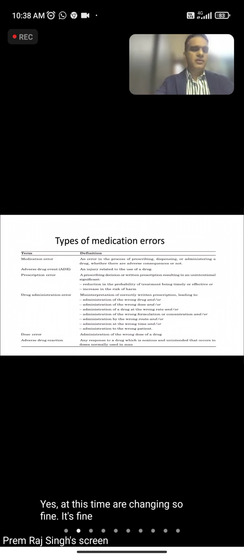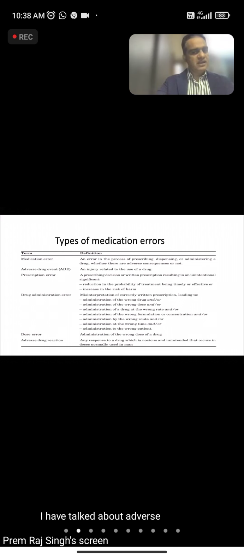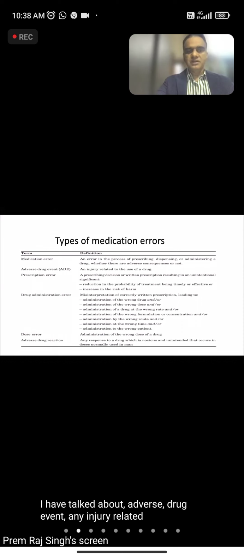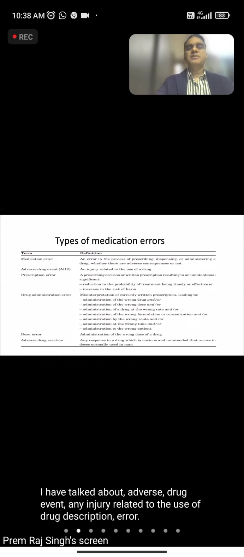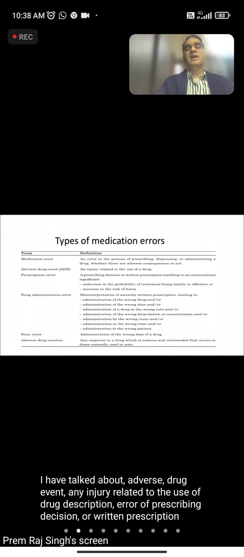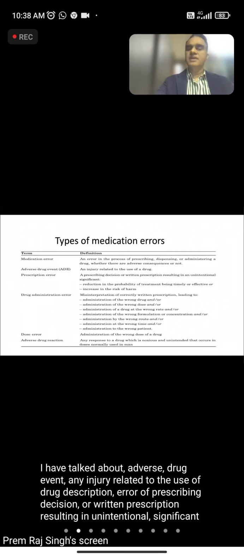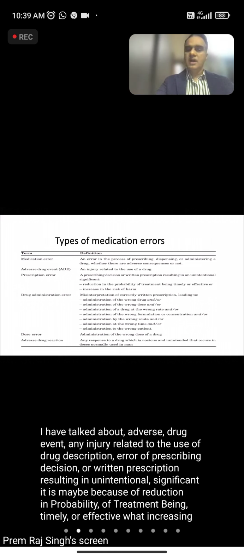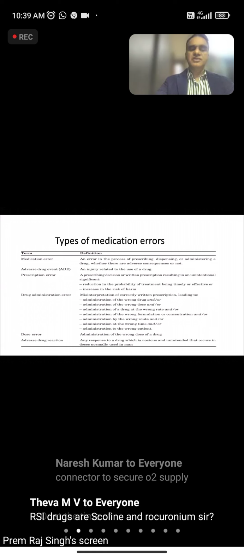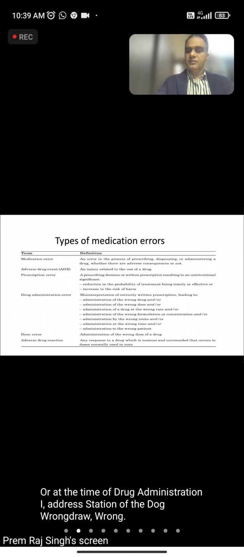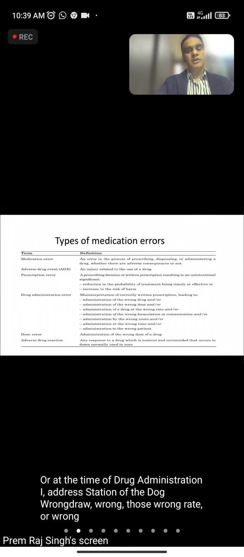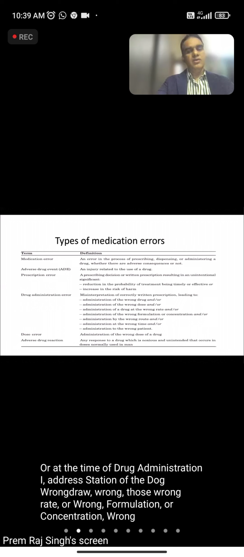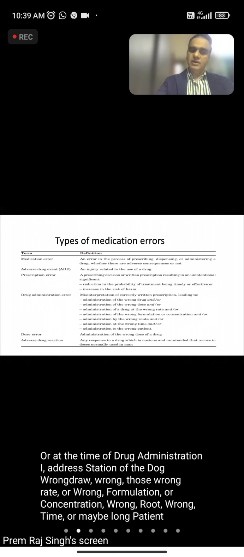So what are the types? Let's see the types of medication error. Medication error I have talked about. Adverse drug event: any injury related to the use of a drug. Prescription error: a prescribing decision or written prescription resulting in an unintentional significant reduction in the probability of treatment being timely or effective, or an increase in the risk of harm. Or at the time of drug administration, error in administration of the drug: wrong dose, wrong rate, wrong formulation or concentration, wrong route, wrong time, or maybe wrong patient.